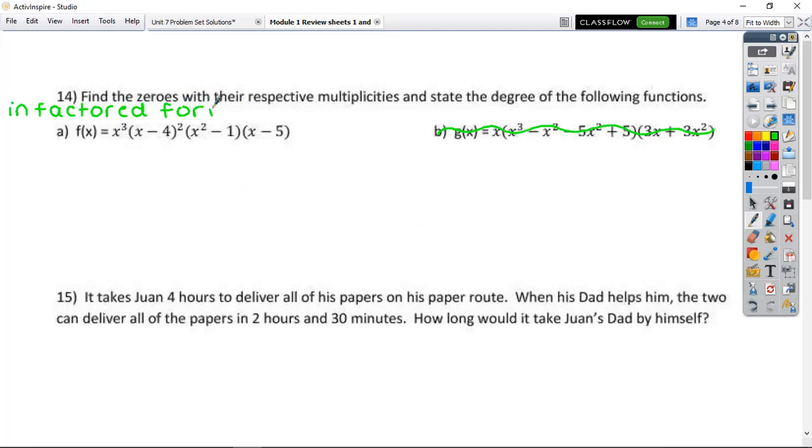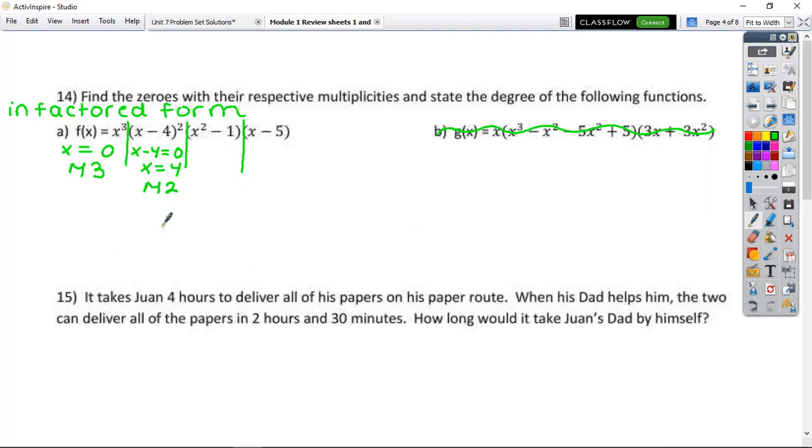So this is already in factored form. So to find the zeros, I simply t-chart. And then we're going to find the degree here as well. Okay, so x cubed. That means that x equals 0. And multiplicity means how many times? So what would, yep, 3. The next one, I would go x minus 4 equals 0. So x would be equal to 4. And how many times does that occur? Twice.